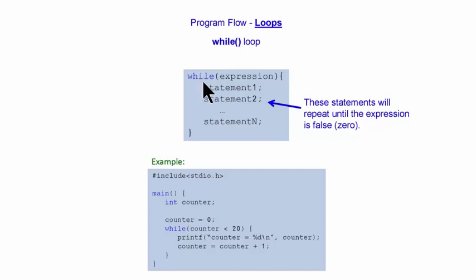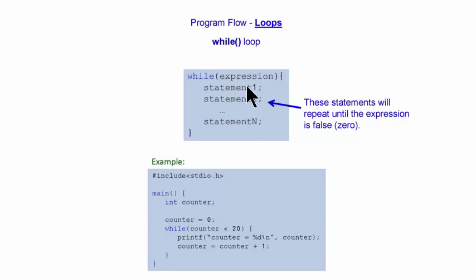So while is the keyword, and what you do is you give it an expression. This is very similar to the if-then statement in that the expression is going to be evaluated as either true or false. This can be a comparison, A is greater than B, or when A is equal to B, but it's always going to be evaluated as either true or false.